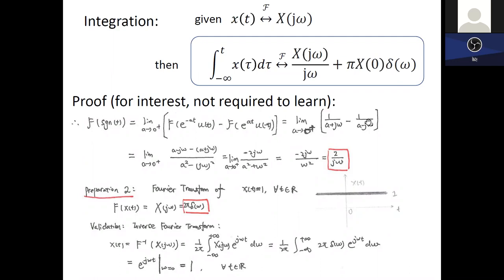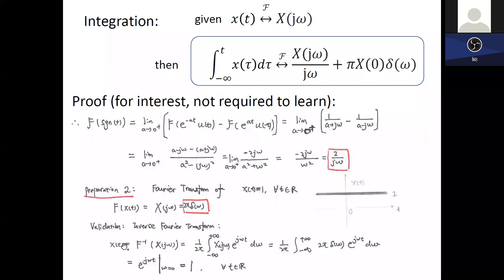And we calculate this part, which is dependent on both omega and a, but as we let a go to zero, this a squared term just disappears. So after a little bit of elimination, we have the function 2 divided by j omega, which is the Fourier transform of this signal. That's the first preparation we made to prove this integration property.